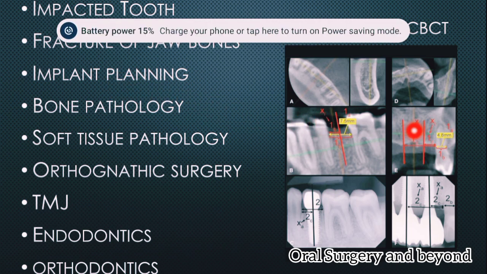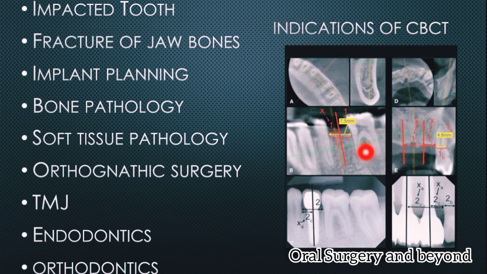Here we can see that we have to place an implant. So how much is the width, how much is the height, this can be easily measured with the help of CBCT. These are the axial section, coronal section and sagittal sections, right?